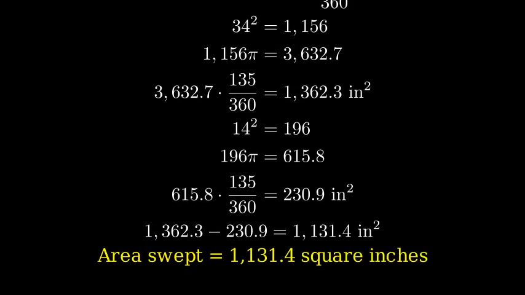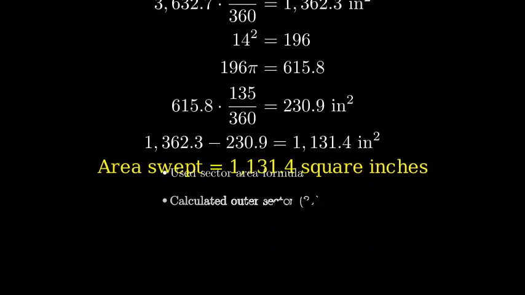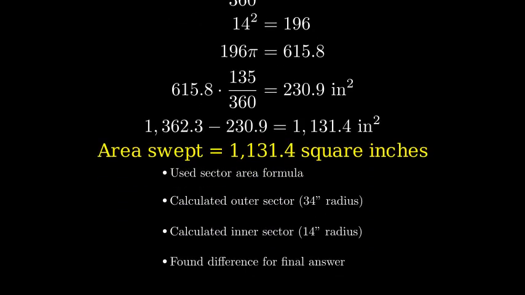1,362.3 minus 230.9 equals 1,131.4 square inches. And there we have it. The windshield wiper sweeps an area of approximately 1,131.4 square inches. This calculation method using sectors works for any wiper blade length and sweep angle.